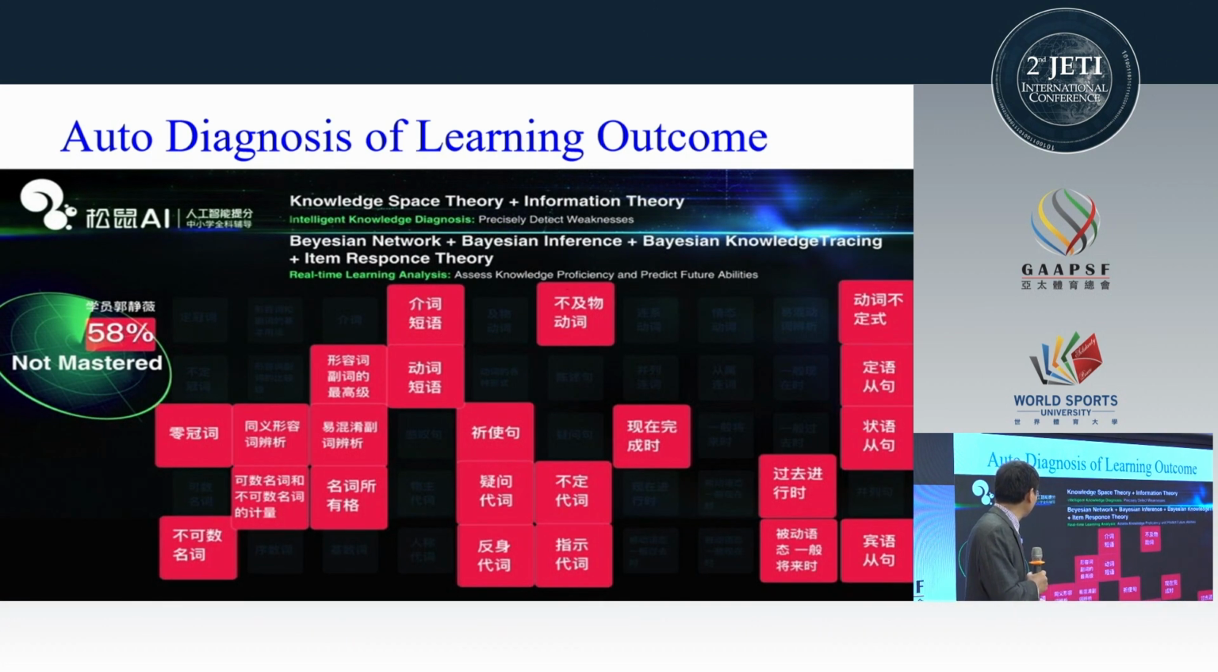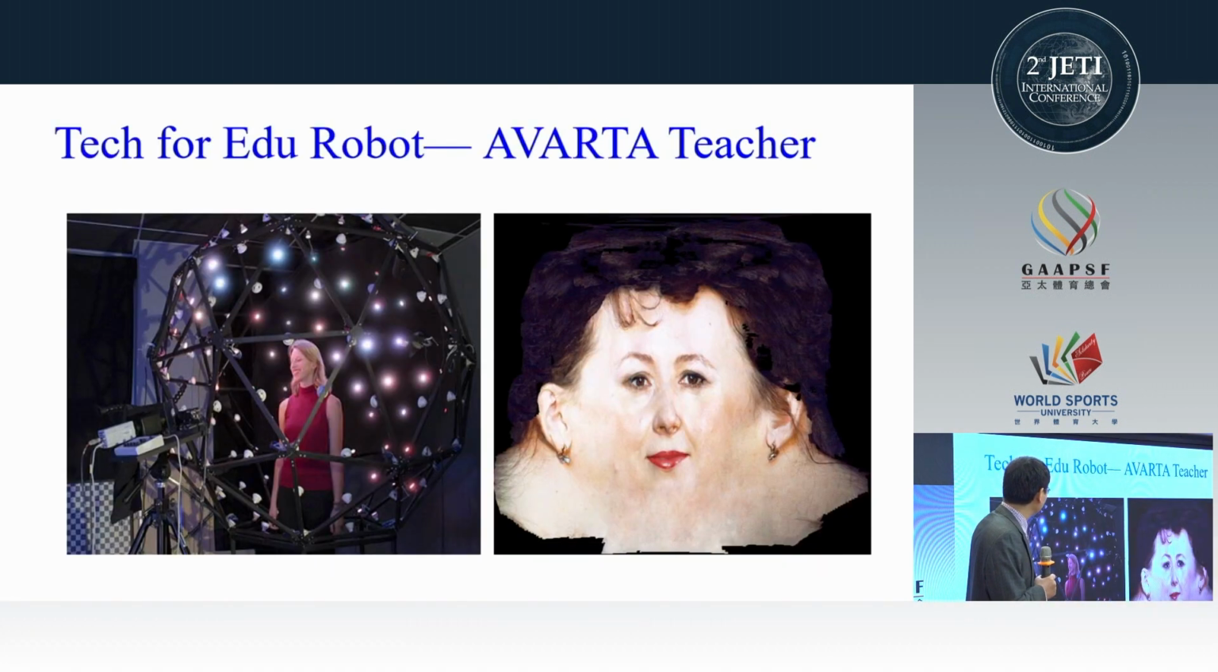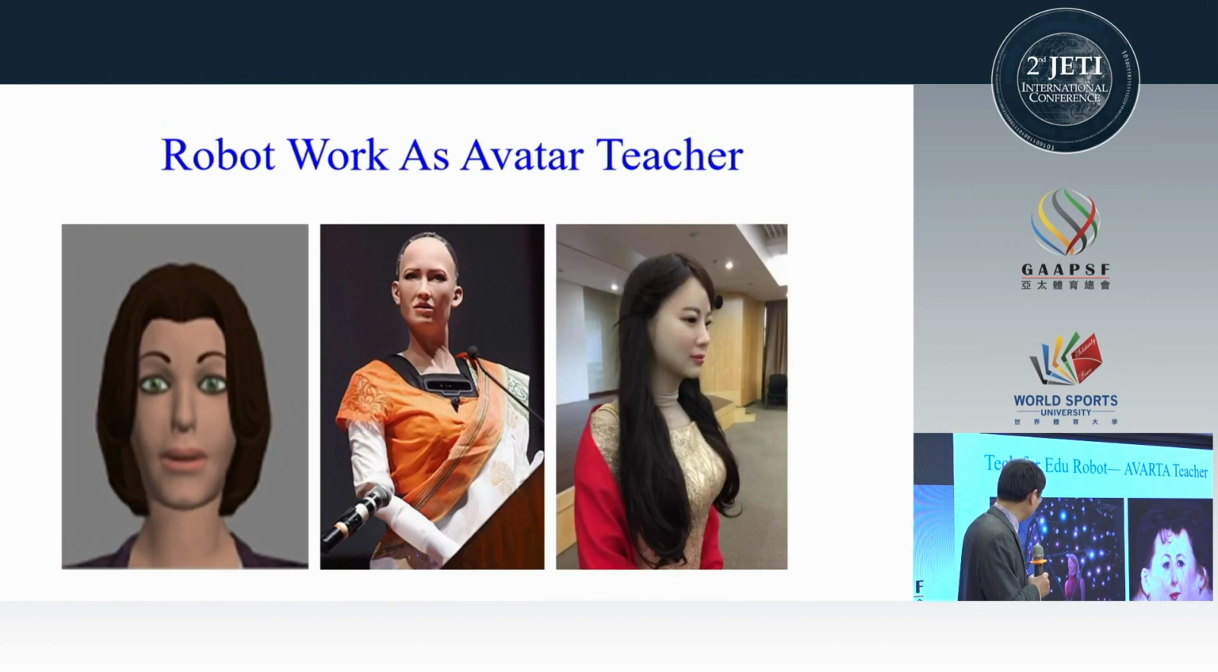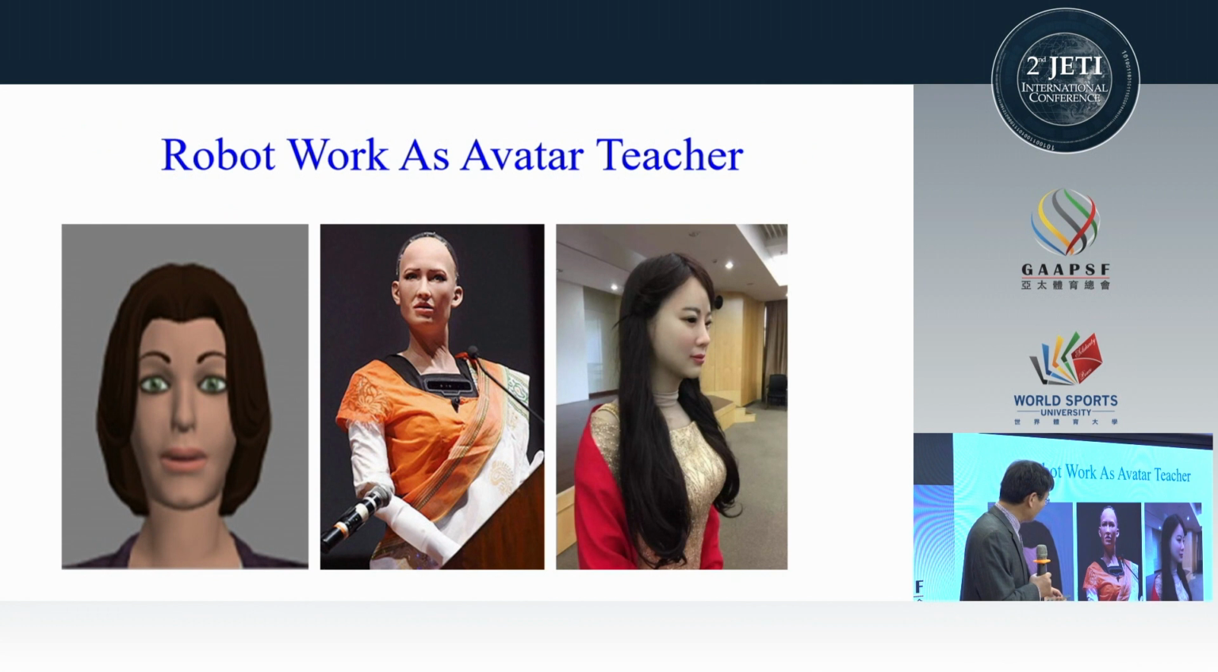This is for English, all the knowledge points. They have identified about 10,000 knowledge points for English. Then, based on these systems, they can use avatar technology to teach and tutor the students.